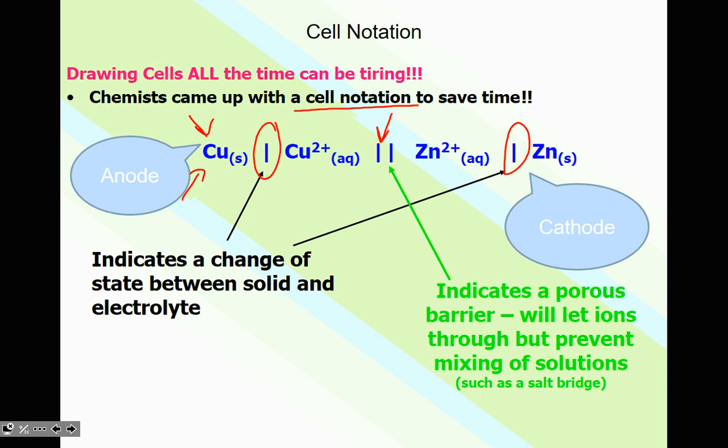And we have our boundary, right? It indicates a porous barrier that will let ions through but prevent mixing of solutions, such as the salt bridge. So this is saying that it's in two different halves. This is half a cell, and this is the other half a cell.